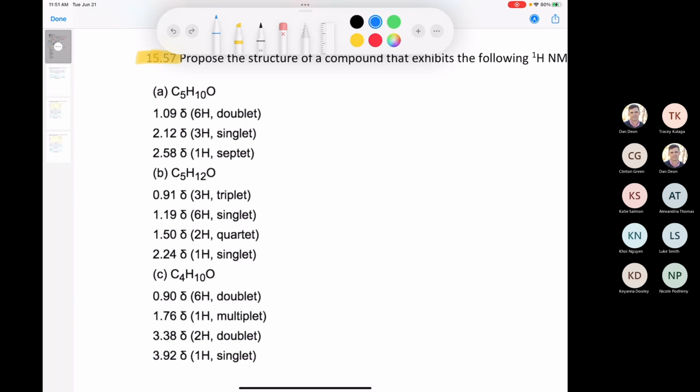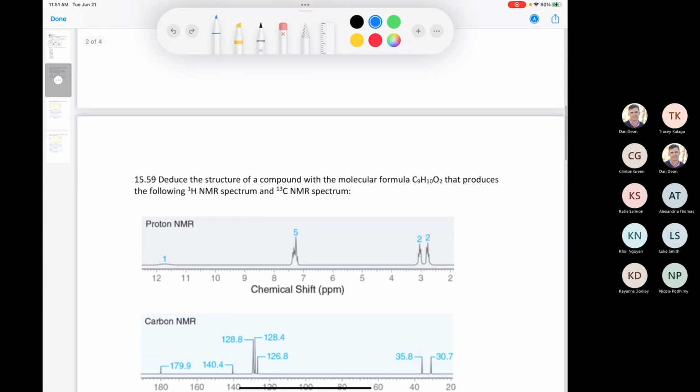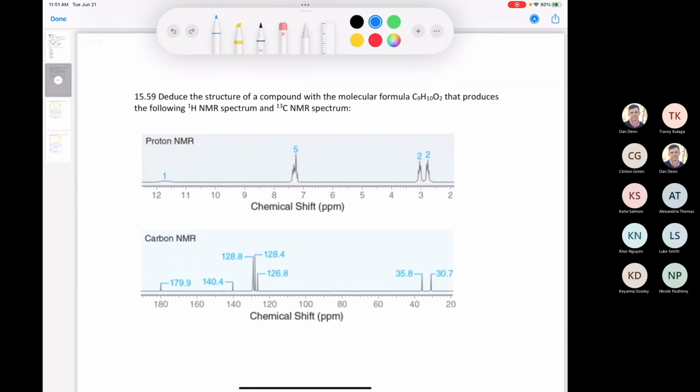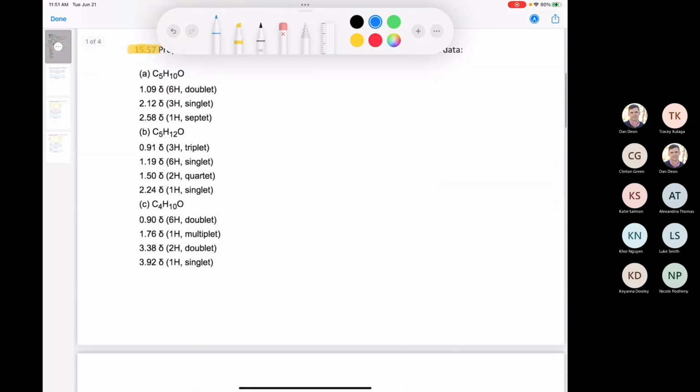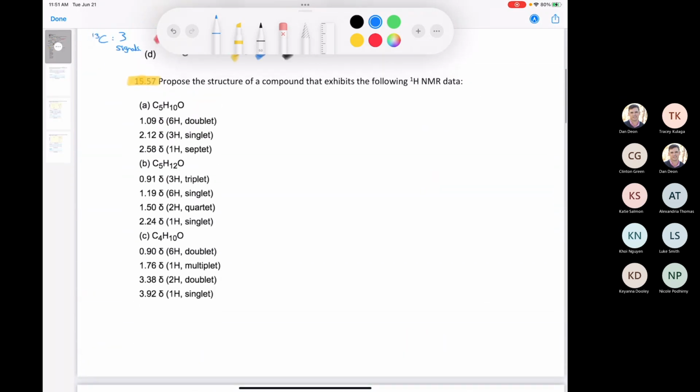Once you're done with those, I'd like everybody to take a look at question 15.59 and see if you can come up with a structure that matches this molecular formula, but is consistent with the proton and the carbon NMR spectra that are shown here. So again, I'll just go over the first one with you.